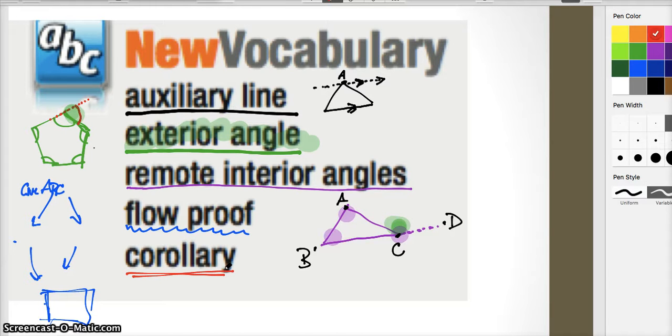So really a corollary is just a theorem that's really easy to prove because of the proof of another theorem. I mean, that's really it. So really a corollary is a theorem. All right. So with that in mind, let's look at some more information.